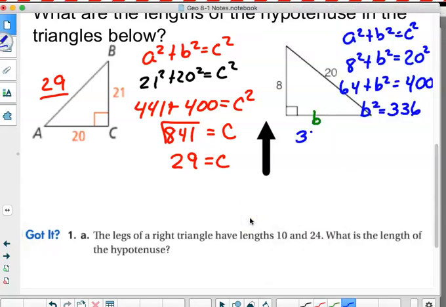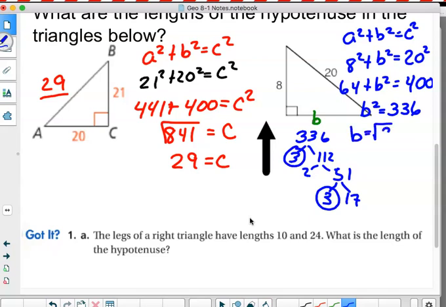So I've got 336 divided by 3 is 112. 112 divided by 2 is 61. Excuse me, 56. I apologize. Now 56 divided by 2 is 28. So I've got two 3s. You see those? So that's 9 times 2 times 17. So my B is equal to the square root of 9, a perfect square, times 34. So I've got 3 square root of 34 for my solution.